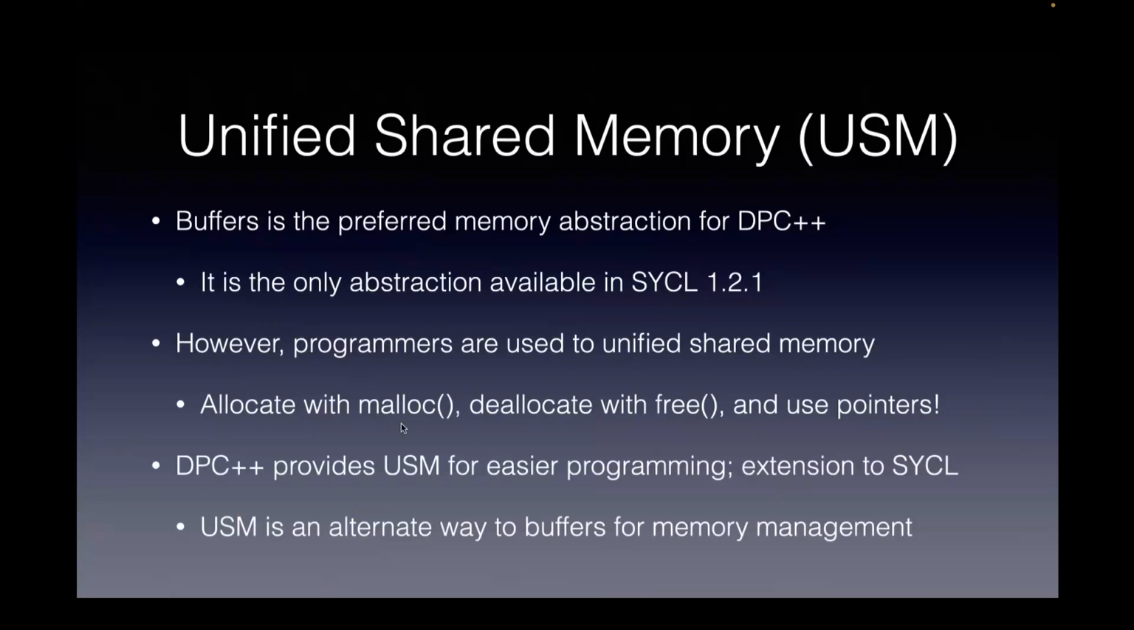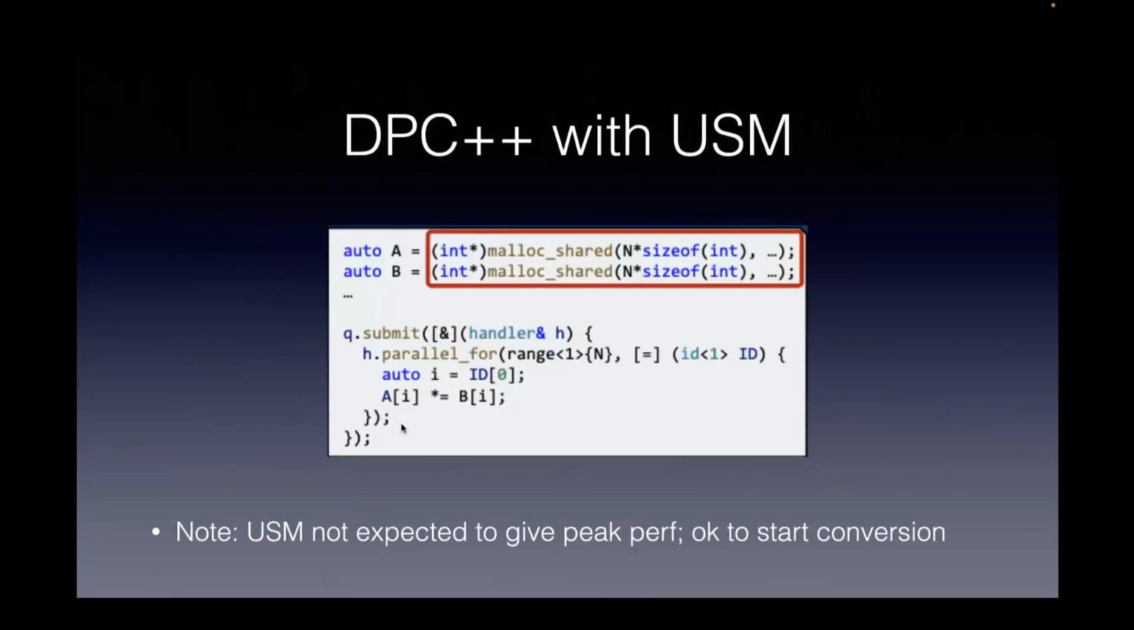Okay. So DPC++ actually implemented this extension called Unified Shared Memory, or USM, that enables programmers to allocate and free memory just the way that they're used to. So USM is actually an alternate way to buffers for memory management in DPC++. So let's look at a very simple example with USM. If you look at this example quickly, this will actually look a lot more like your traditional C++ code when compared to what I showed you earlier.